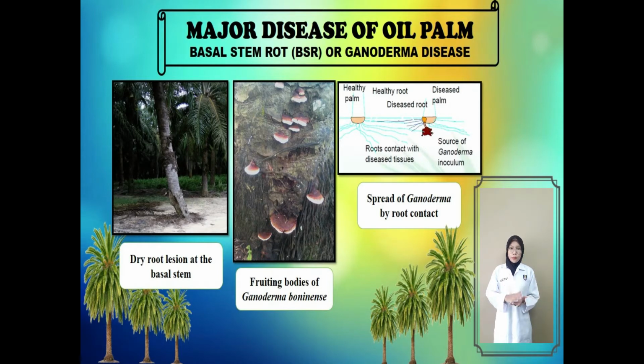The mode of spread for this disease is by contact between the healthy root and the diseased tissue buried in the soil. The fungus grows along the infected root and eventually reaches the bole of the palm trunk.